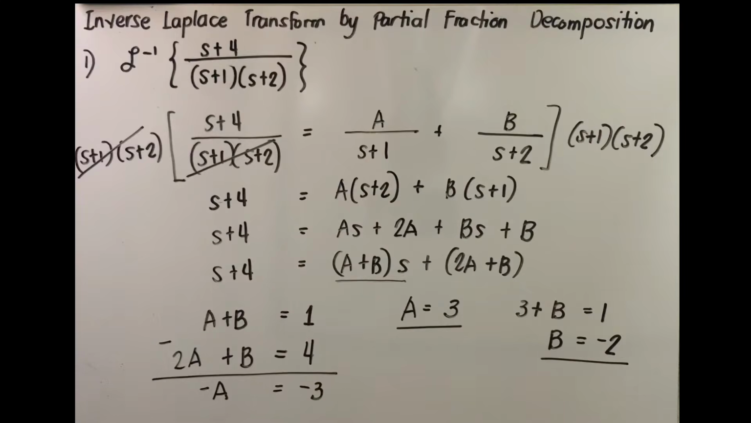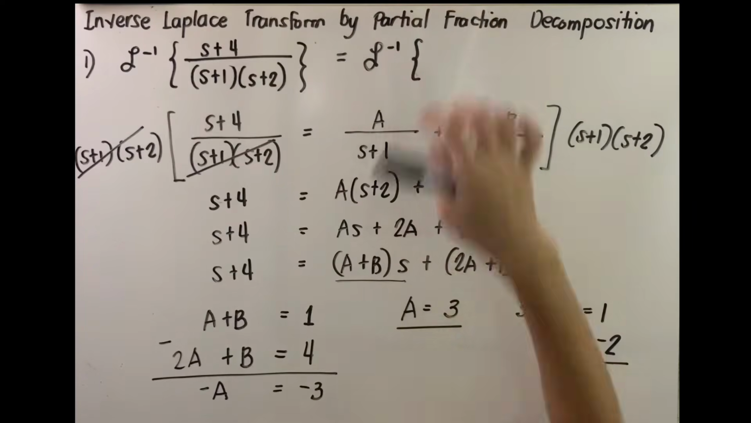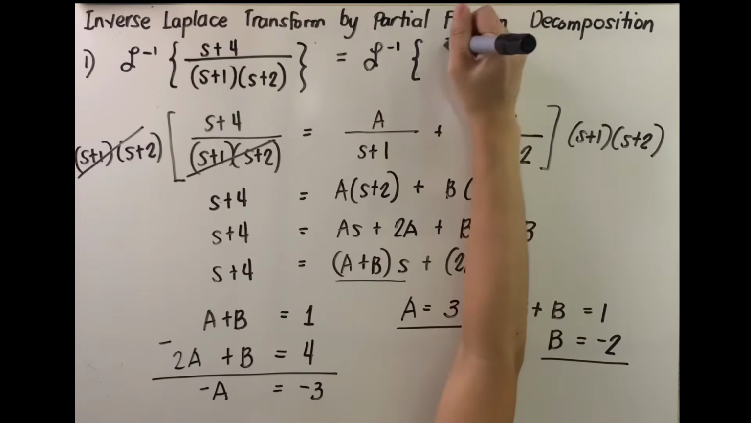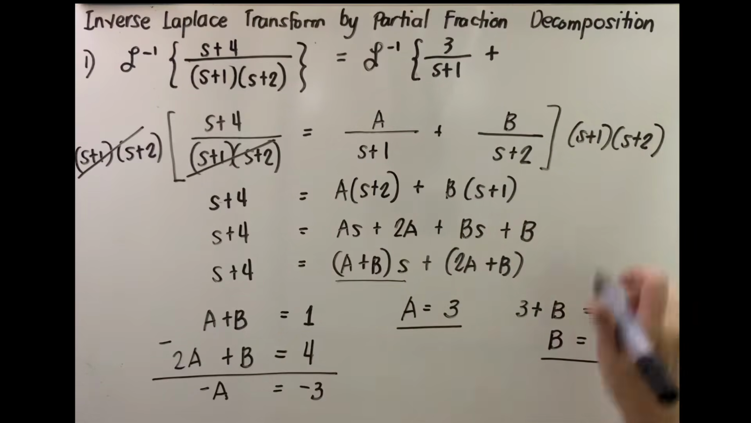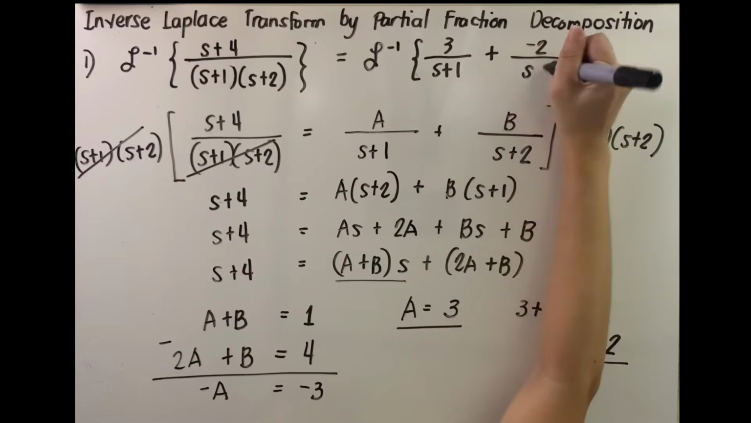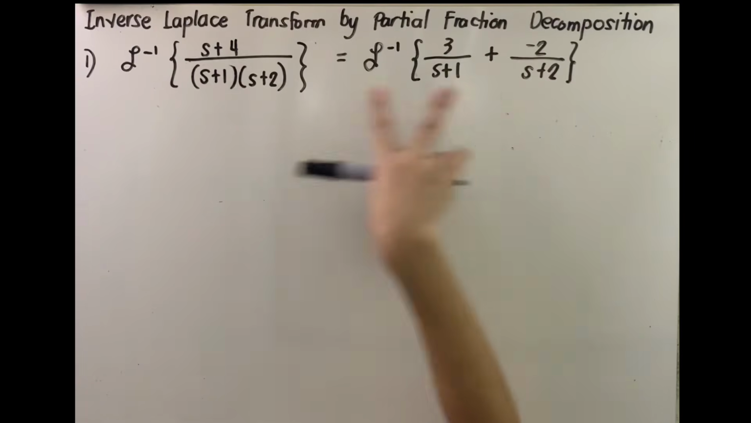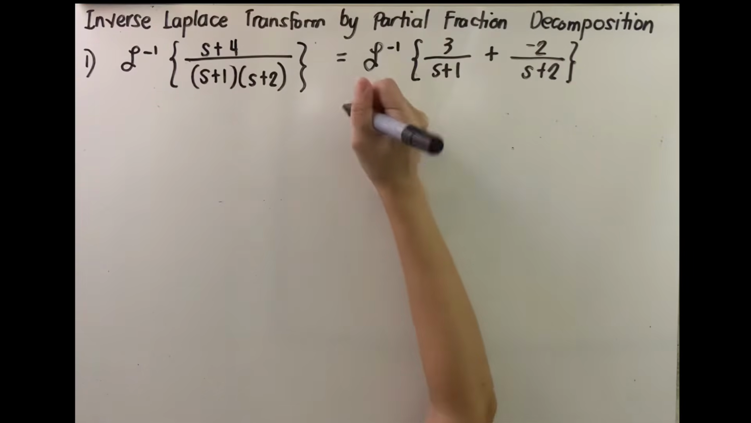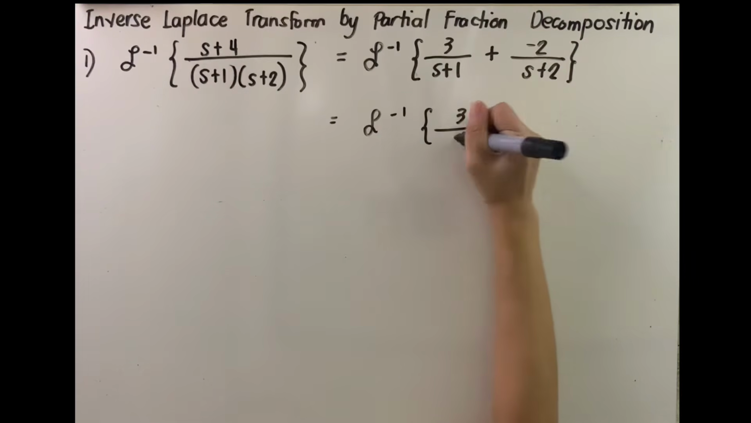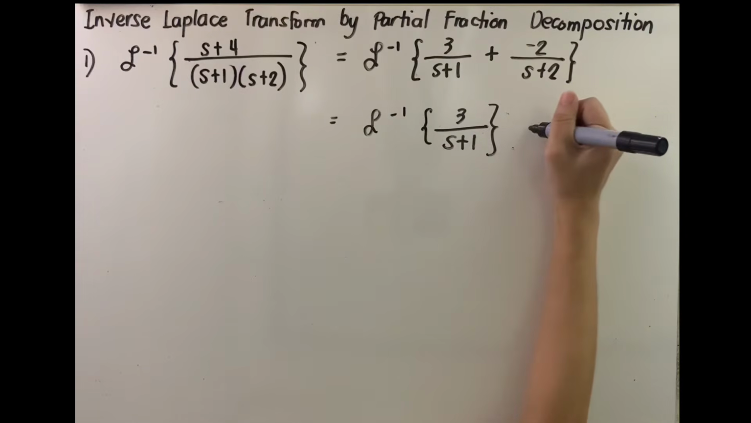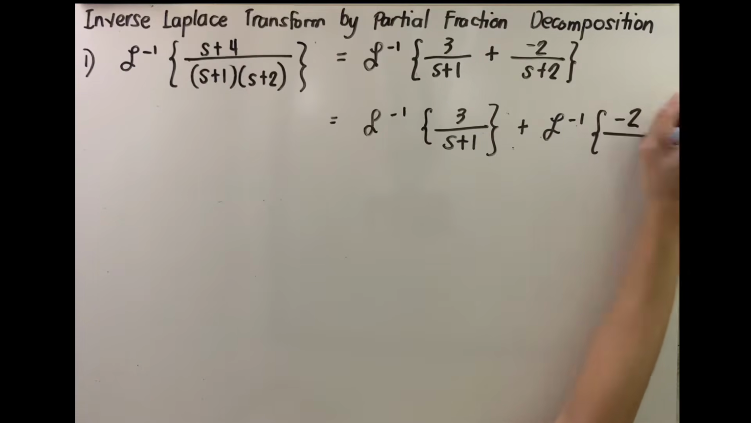So, writing it here, ibig sabihin, we will be taking the inverse Laplace transform of a is equivalent to 3, so that would be 3 all over s plus 1 plus b, which is -2, all over s plus 2. Upon having solved the equivalent partial fraction of the original given, pwede na natin itong i-inverse Laplace kasi mas madali na, diba? This simply means you're going to take the inverse Laplace transform of 3 all over s plus 1 plus the inverse Laplace transform of -2 all over s plus 2.